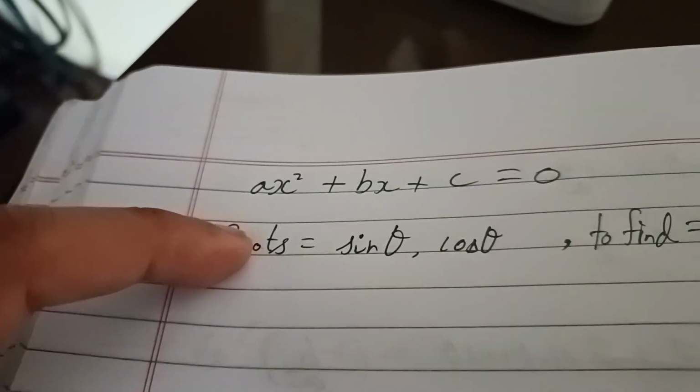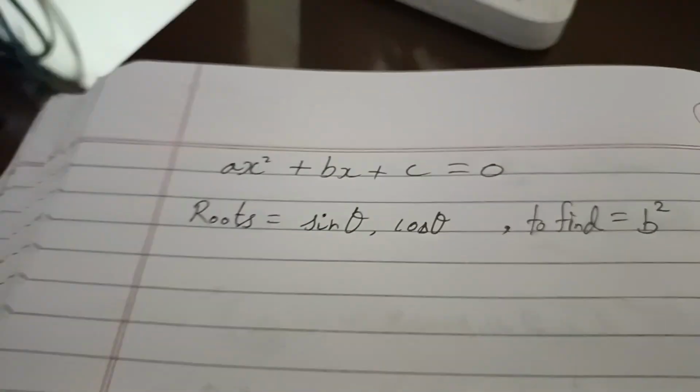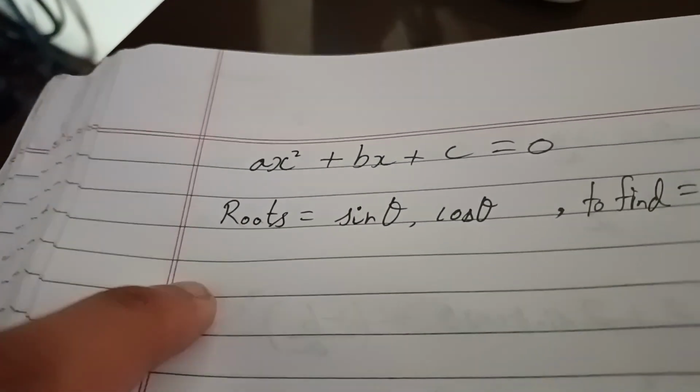Okay guys, so this is the question. Ax square plus bx plus c is equal to 0 and the roots of this equation are sine theta and cos theta and we need to find b square. Now when it says the roots are sine theta and cos theta, what this means is x is equal to sine theta or x is equal to cos theta.